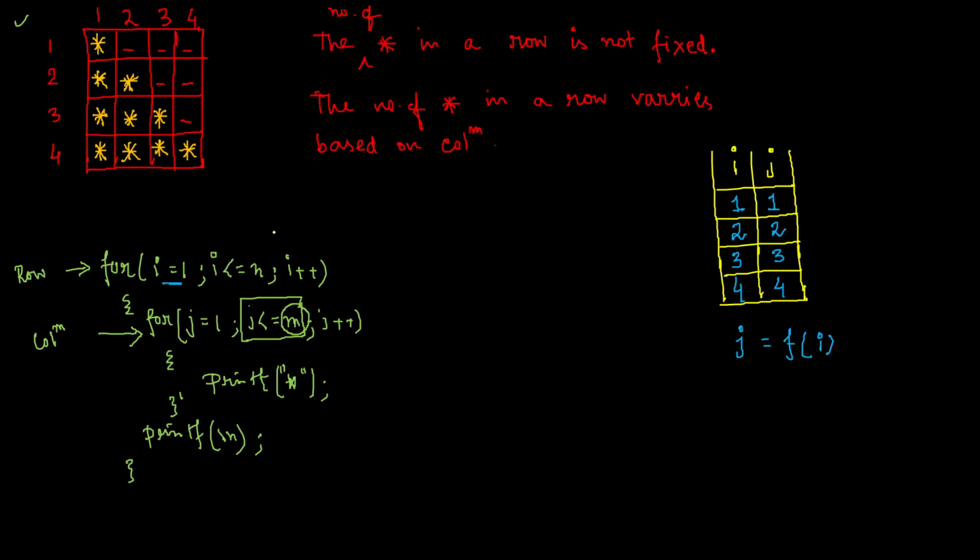But here it is not true. Here it is just the opposite. You cannot keep a fixed value of j for every row. That means somehow it is related to i. So that's why I have written j must be some function of i.